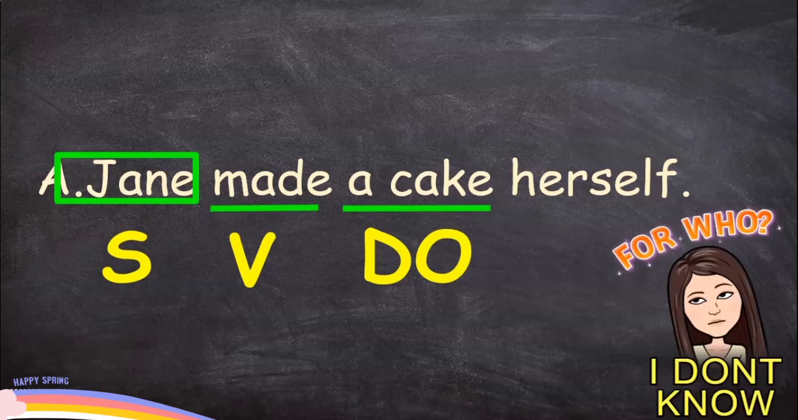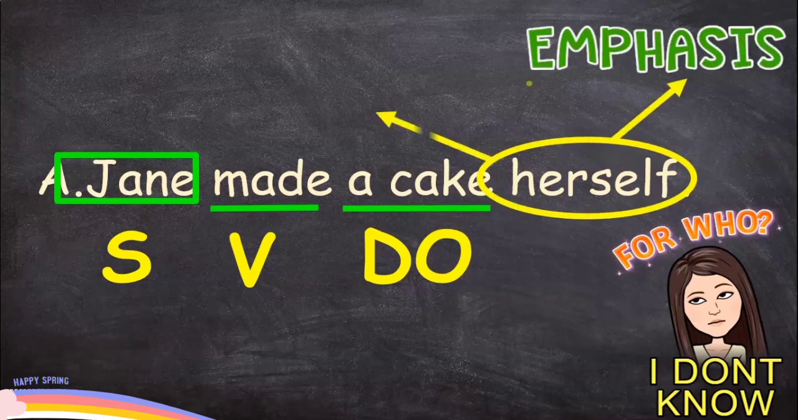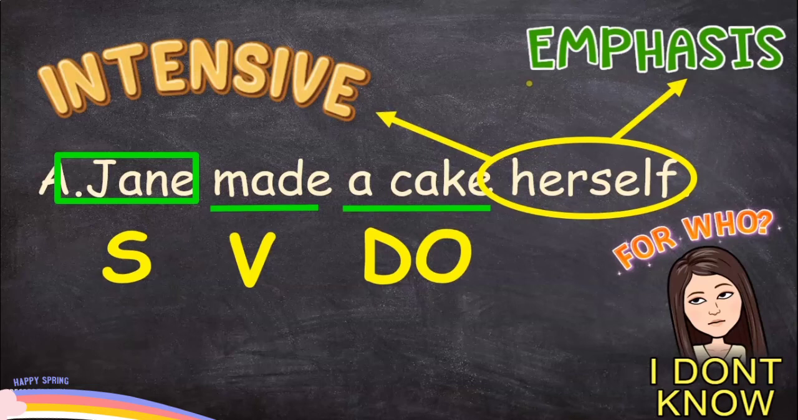So meaning, herself here is only an emphasis to the idea that Jane herself made a cake. So the answer is intensive pronoun. We can also write it the other way. Jane herself made a cake. And even if we remove herself here, the idea of our sentence will not change because the intensive pronoun is just a part of your sentence, but is not a part of your sentence pattern. It is only an emphasis.